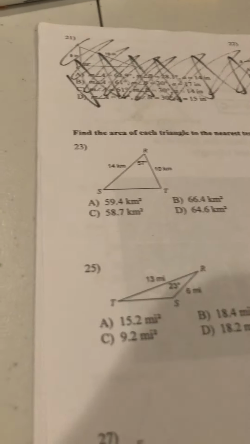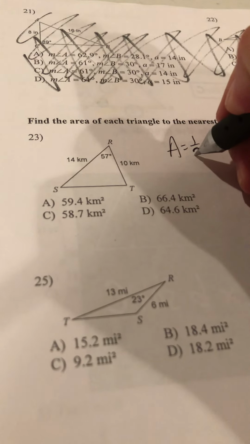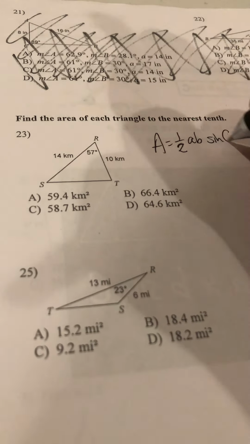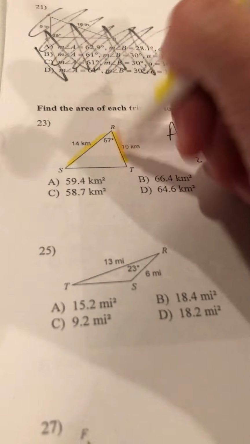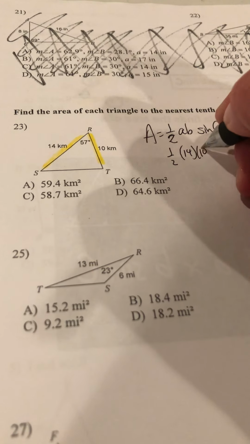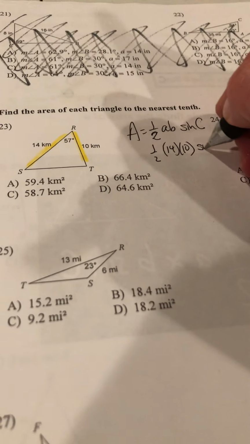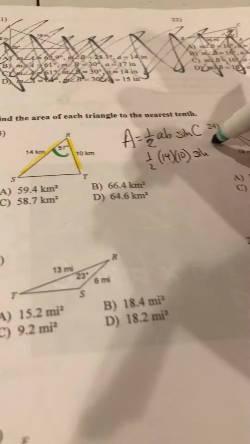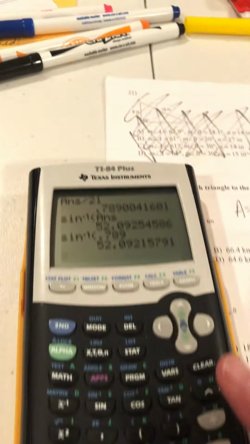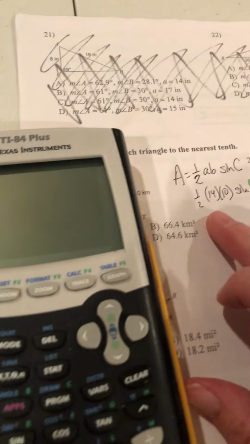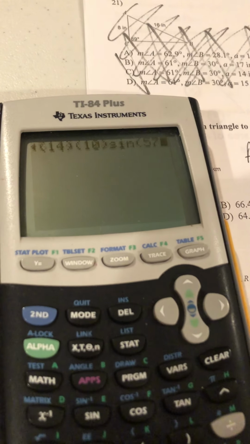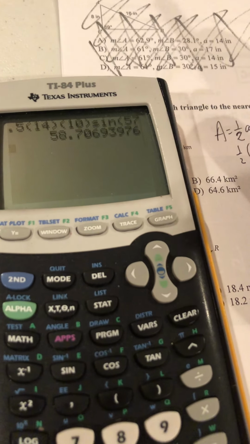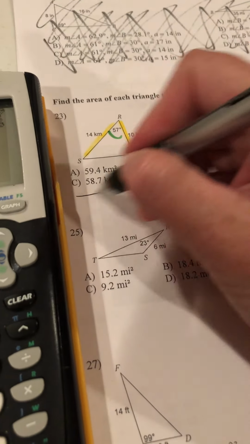Okay, area is 1/2 AB sine C. So 1/2, my A and my B are the ones on the side. So 14 times 10, and then sine of whatever this angle is, 57. It says 1/2, I'm just going to use 0.5. 0.5 times 14 times 10, sine of 57 is 58.71. Looks like it's going to be C.